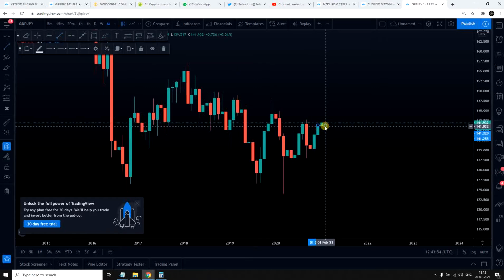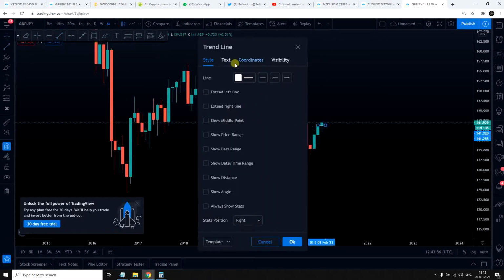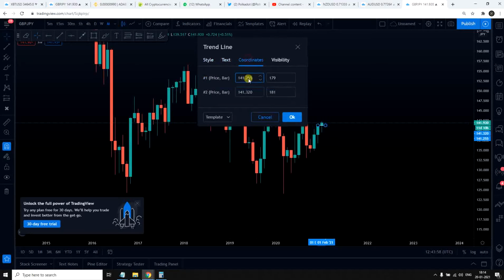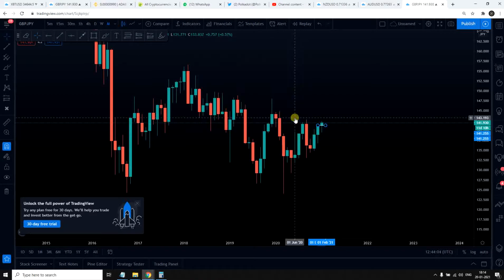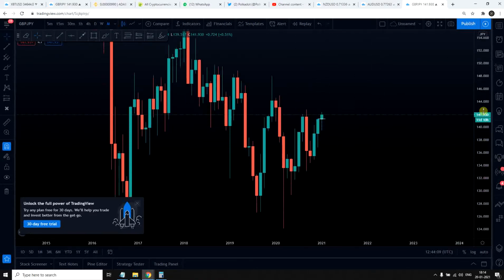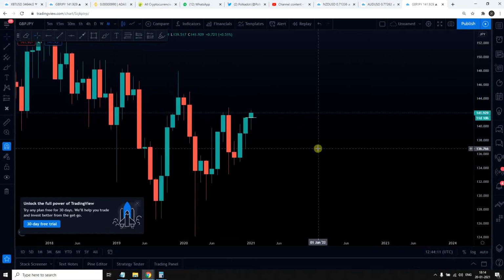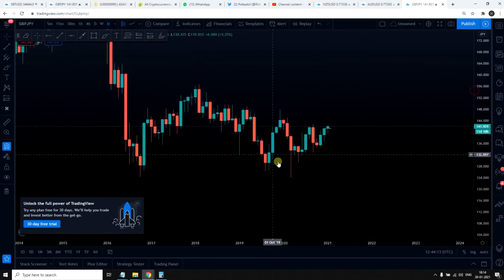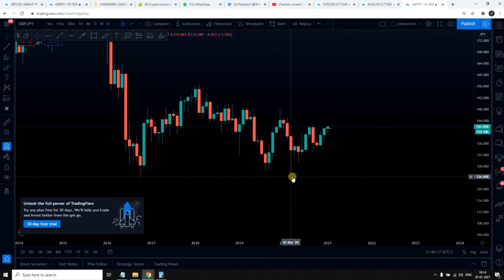Simply take a trend line tool, double click on it, go to coordinates, copy this first coordinate and place it here. That's it. So we got our first monthly key level. As per the structure we can see that this is the high and this is the low.